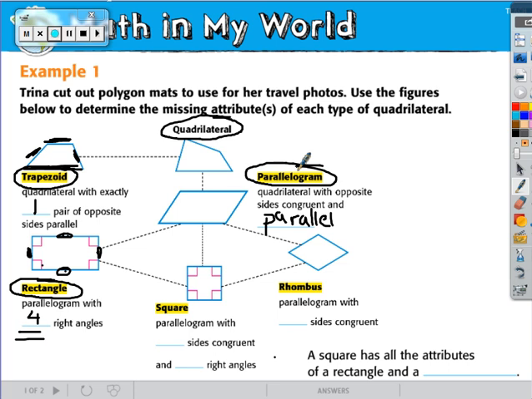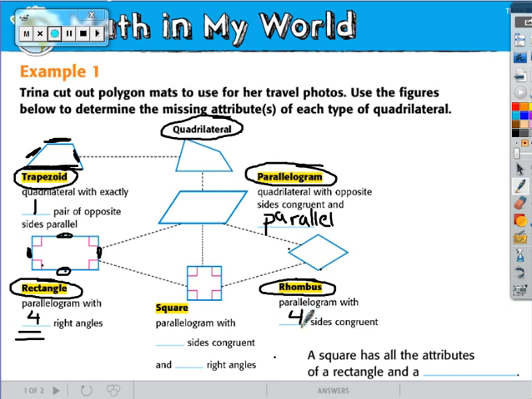Okay? Now we're going to come over here and talk about a rhombus. A rhombus is a parallelogram with how many sides that are congruent? How many sides are congruent? Congruent would mean the same length. How many of those sides are the same length? 4. All 4 of them.